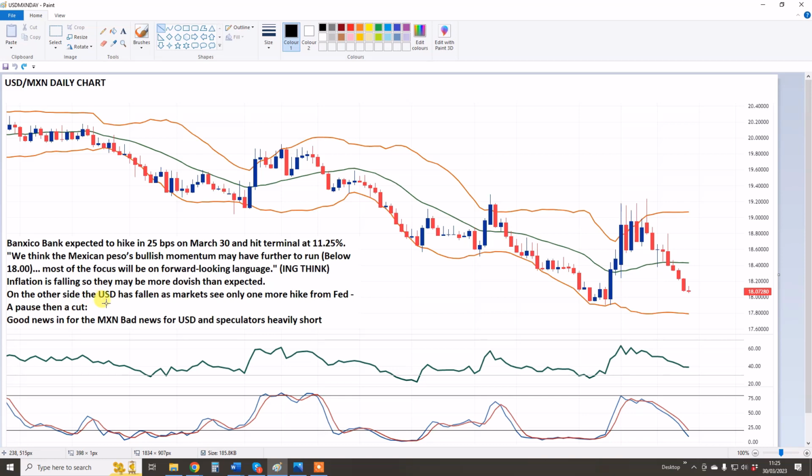Now the Fed are not indicating this at all. The market have just decided that, okay? We think the Fed will remain focused on inflation and not give the market what they want. So in our view, the good news could be in for the MXN, bad news for the USD. Speculators are heavily short and the market is generally looking for more USD weakness. So that sets up an opportunity for a rally.